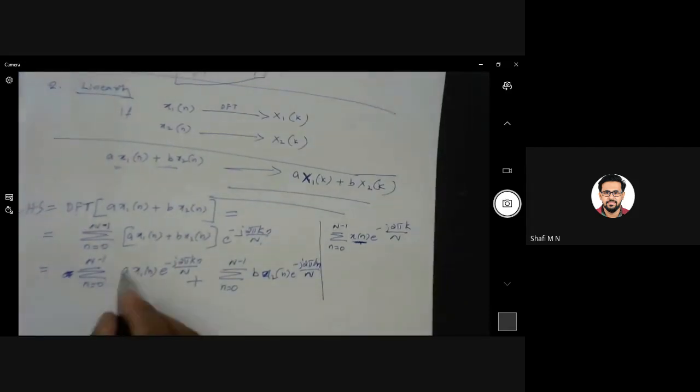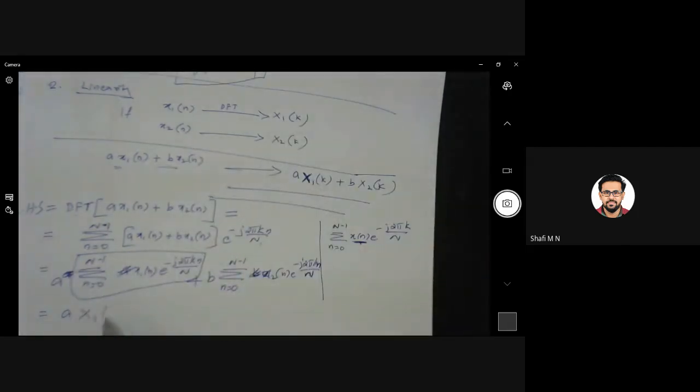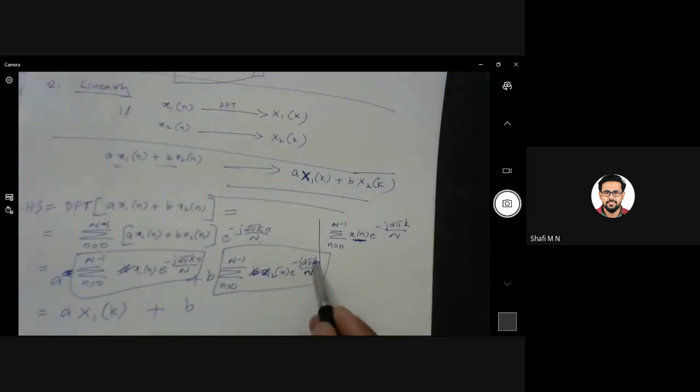Now take a constant. A constant വെളിയിൽ എഴുതുക. I'm writing a here. Now b constant വെളിയിൽ എഴുതുക. I'm writing b here. Now what is this thing? A into what is this thing? DFT of x1 of n, isn't it? DFT of x1 of n, that is referred as x1 of k. അതിനെയാണ് x1 of k എന്ന് വിളിച്ചത്. So this is x1 of k plus b into again this thing. This is e raised to minus j 2 pi kn by n.